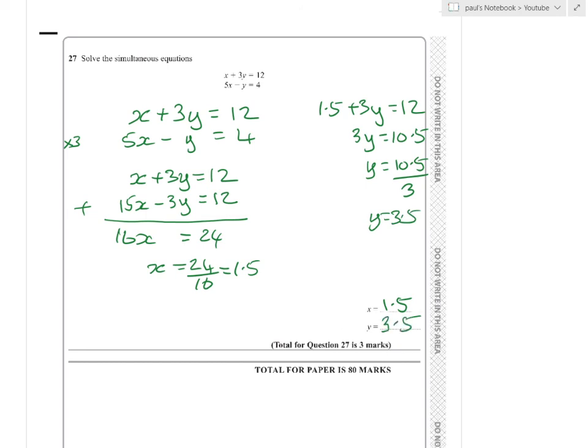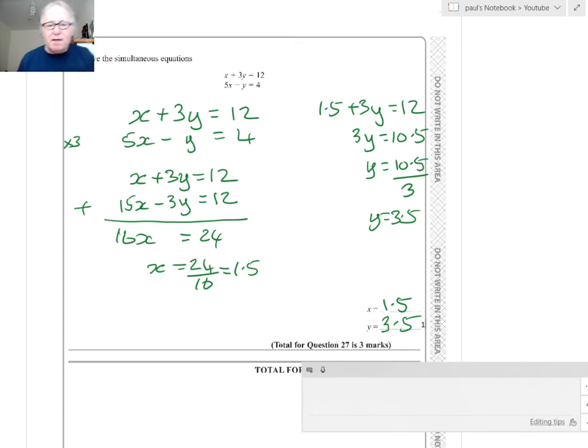So that's the last question. Just make sure I got that right for you. 1.5 and 3.5. Yes. Okay. So there you go. So there was a nice little calculator thingy for you.